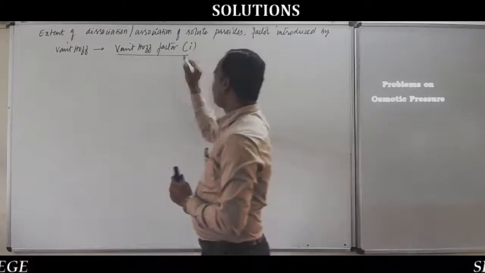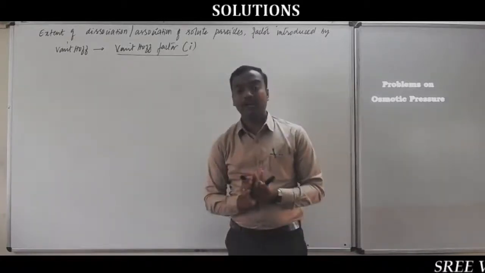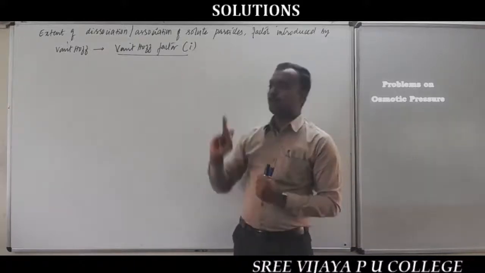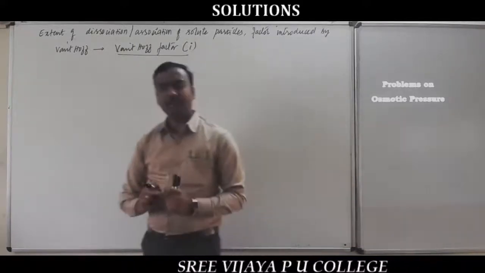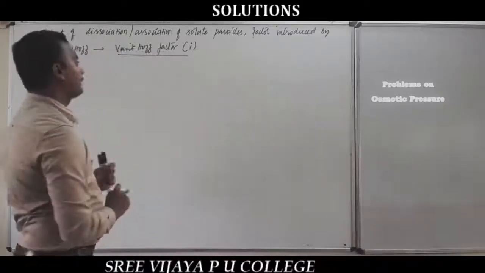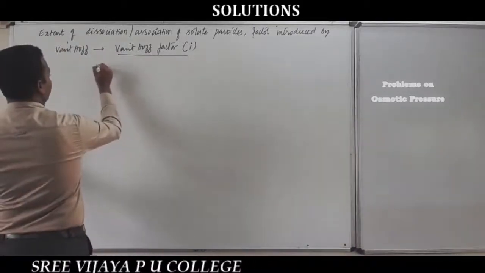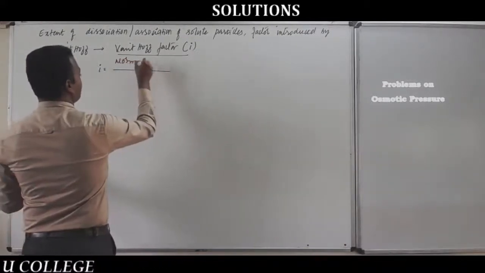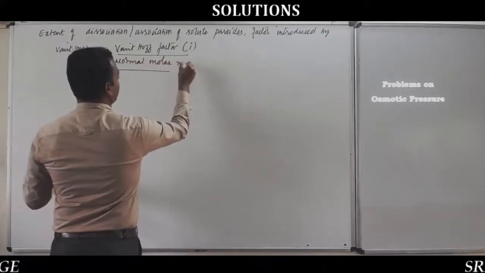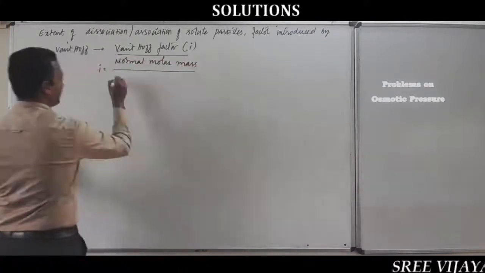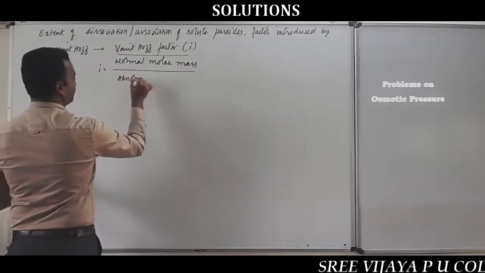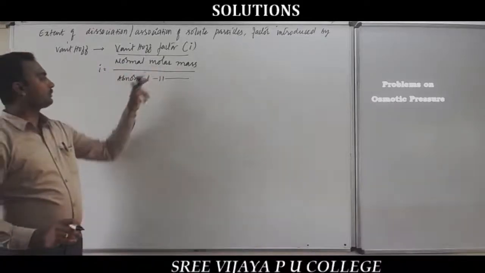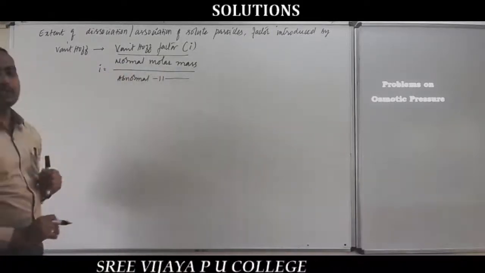For theory, it is very, very important. Define Van 't Hoff factor and write its application. So ಏನಕ್ಕೆ Van 't Hoff factor ಬೇಕು ಅಂದ್ರೆ, to explain the extent of dissociation or association of solute particles. And what is the meaning of Van 't Hoff factor? Van 't Hoff factor is defined as I is equal to the ratio of normal molar mass to the abnormal molar mass.